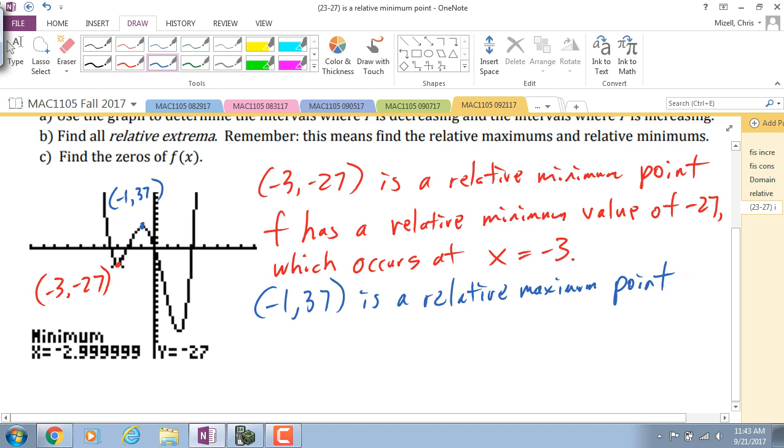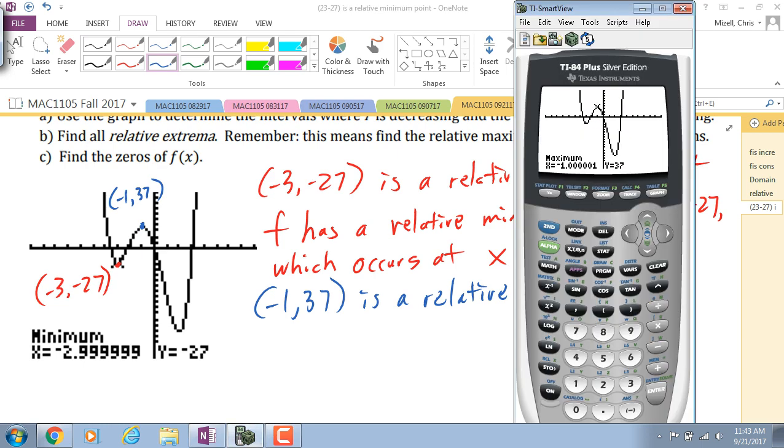Is this a fairly easy thing to do? Find a point like this. The calculator, top to bottom of the valley, top of the hill. One more. Second, calc minimum. I believe this is the absolute lowest point on the graph.